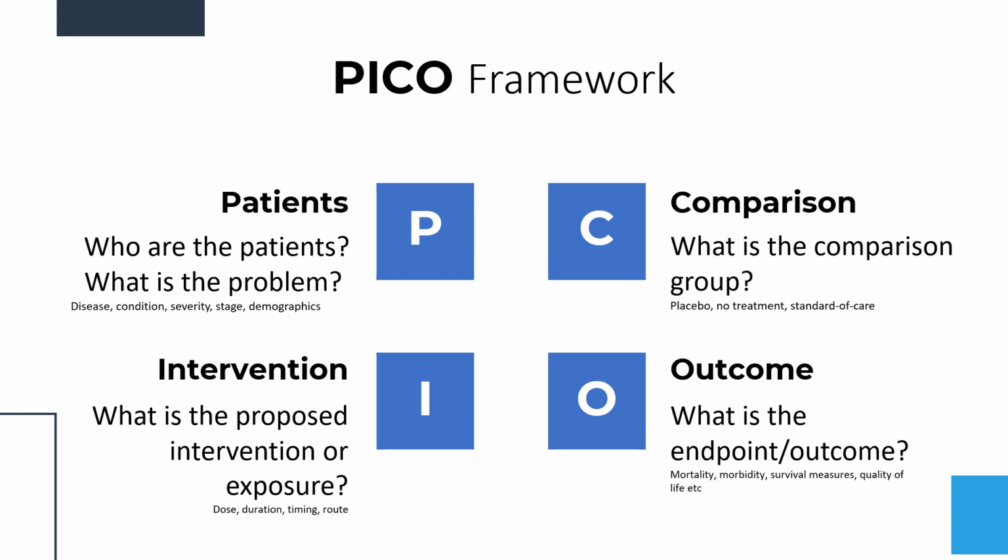Intervention. So what's the proposed intervention or the exposure? So for example, for a drug, you may need to specify dose, duration, timing, the route of administration. What is your comparison group? Is that standard of care, no treatment, placebo? You should have defined that in your research question. And finally, outcome. What's your endpoint? So this could be anything from quality of life, survival, morbidity or mortality.